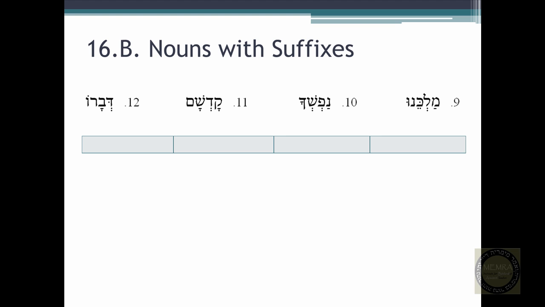Number 9, malkēnu, our king. Nafshekā, your soul. Qodshām, their holiness. Devarō, his word.